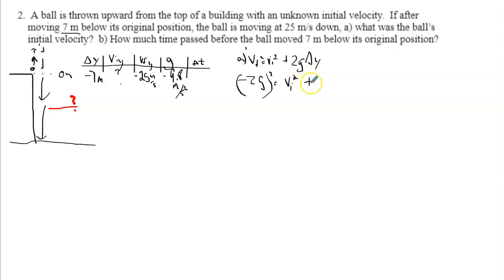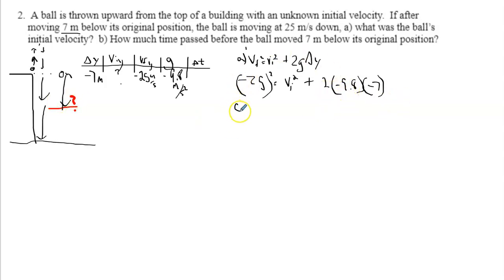Plus 2, we're going to use negative 9.8 because gravity is directed downward, so that's why we need the negative in there. And then delta y is going to be negative 7 because it is 7 meters below where it originally started, so move down 7 from there to there. Okay, so again, it's just doing algebra and solving.